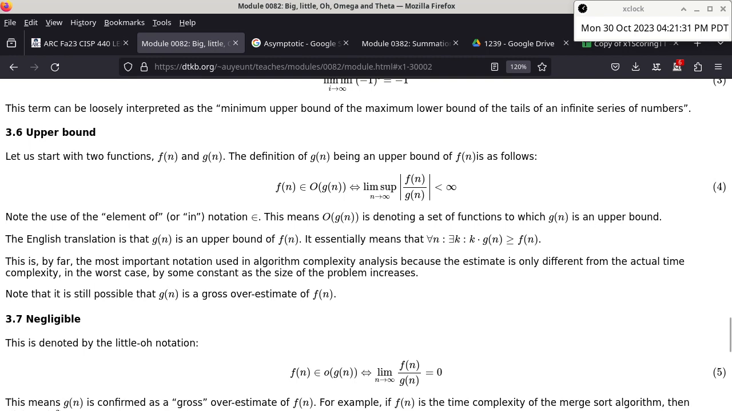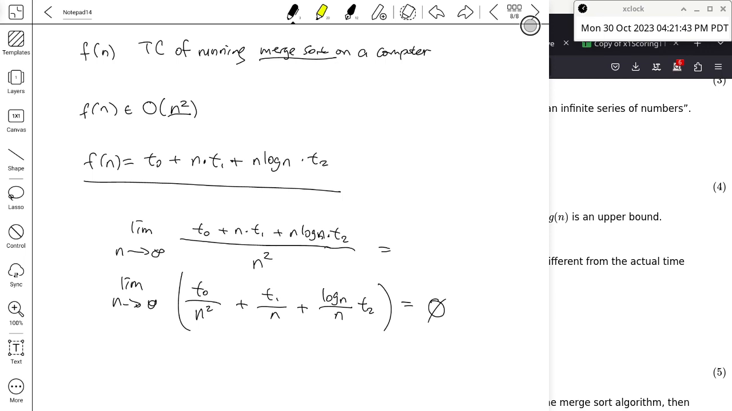Okay, so in this case, the limit superior is the limit itself because it's not oscillating. So we really are asking the question, is 0 less than infinity? Yes, it is. Well, if it is, then I can make this claim: when f of n is the actual time complexity of merge sort, I can still claim that it is big O of n squared, because n squared really is an upper bound. It is a gross overestimate, but it is still an upper bound.